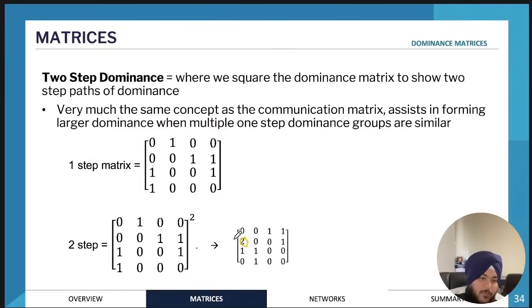Just as an example, if it was B and A, what this indicates is that B has beaten a team 2 times that has also beaten A. So for example, it might be B has dominated C, which has dominated A, and it might be that B has dominated D, which has dominated A. So this is what the 2 would indicate in that situation.